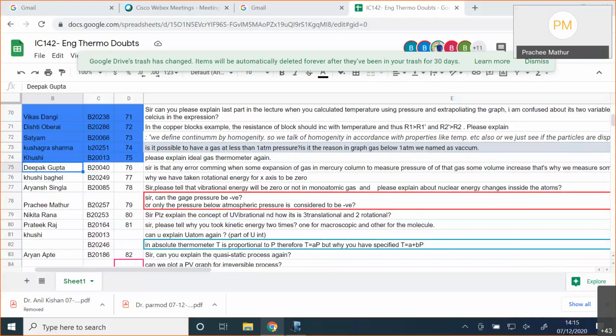Question number 77: I have explained already why we have taken rotational energy for the x-axis to be 0. So I answered it again. Now, is the response clear, or are you still having confusion? It is clear, sir.